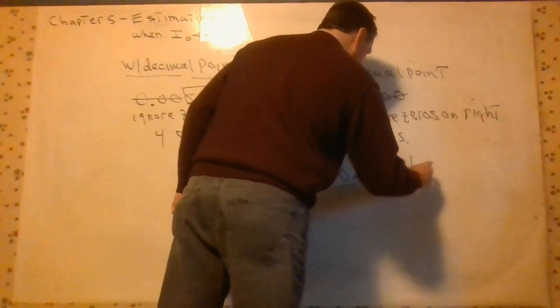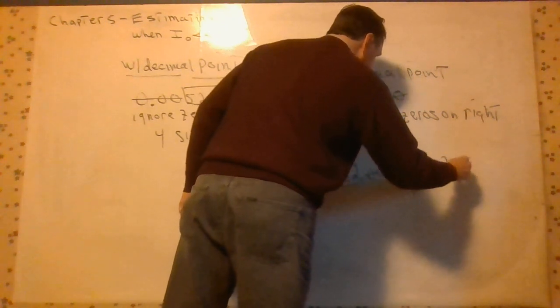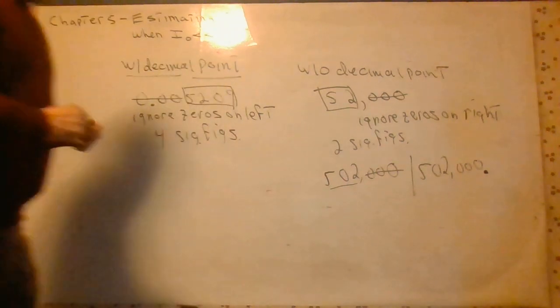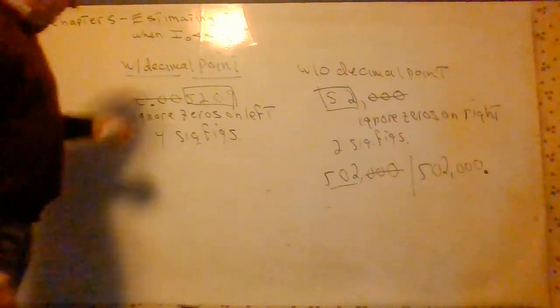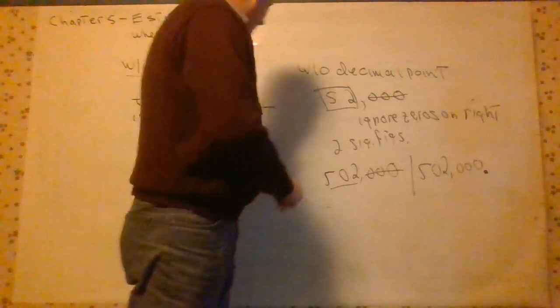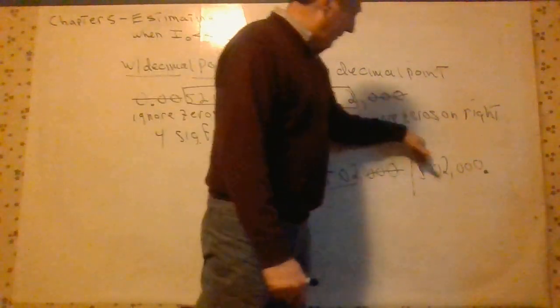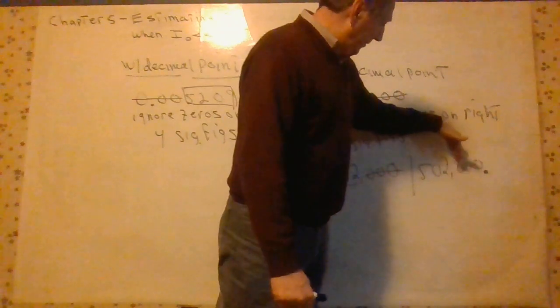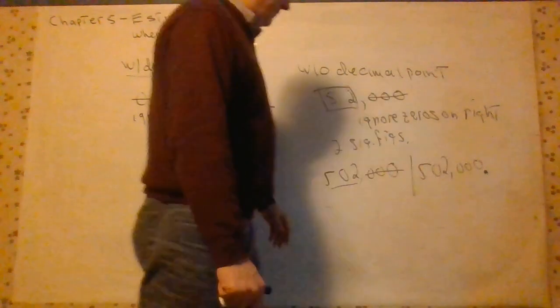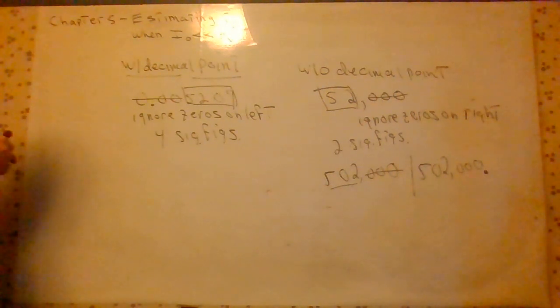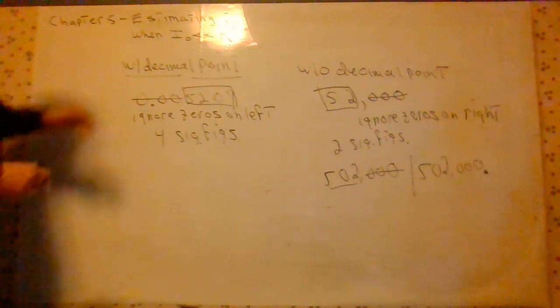Now, if you have 502,000 with a decimal point, that fits this first rule. And so we ignore any zeros on the left. There are no zeros on the left, so all digits are significant. 1, 2, 3, 4, 5, 6. That fits that rule. So very simple rule, worth mentioning. So, okay, that's all for chapter 5.